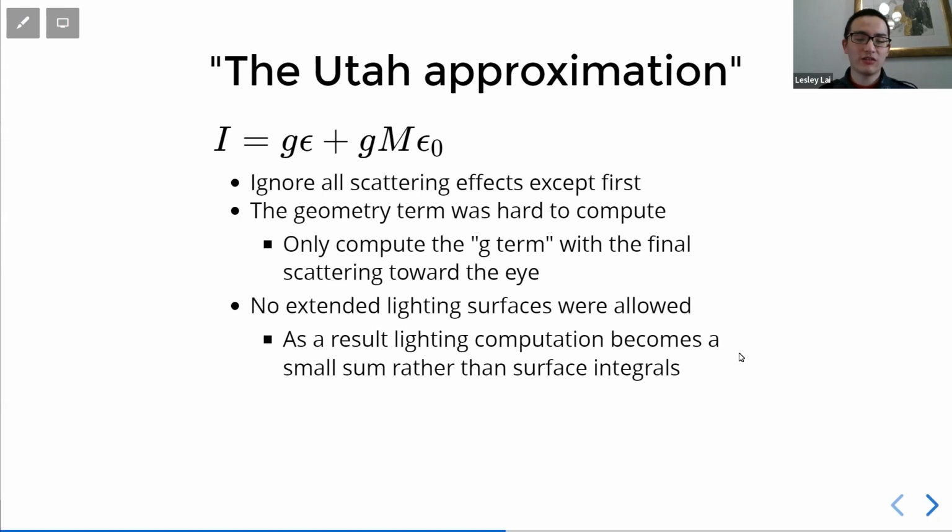No extended light surfaces were allowed in the Utah approximation. As a result, light computation becomes a small sum rather than a surface integral. So if you have done OpenGL, basic OpenGL programming or any kind of graphics programming before, then this kind of sum, a bunch of point lights, may seem familiar. But we can add extensions to that to actually allow surface lights.